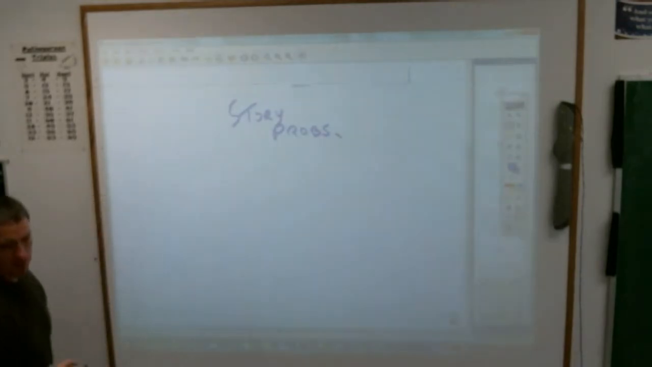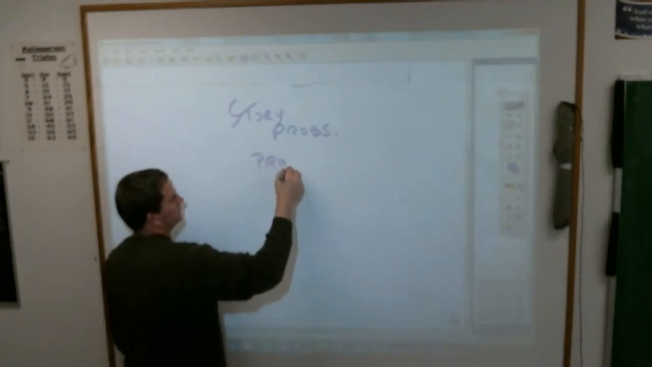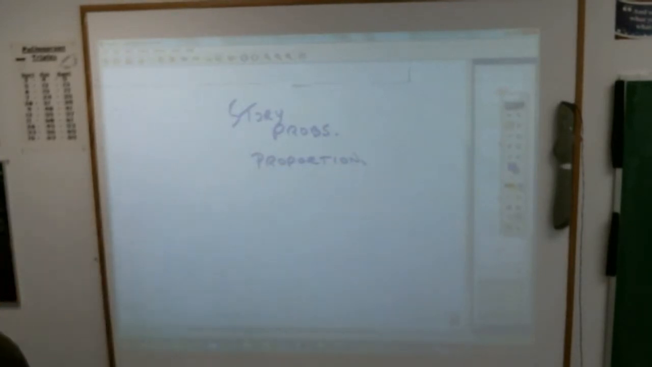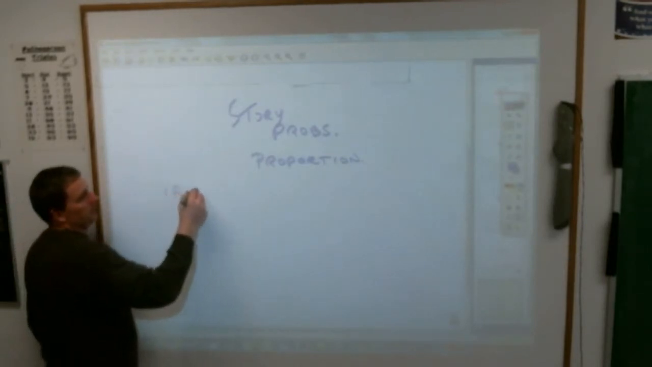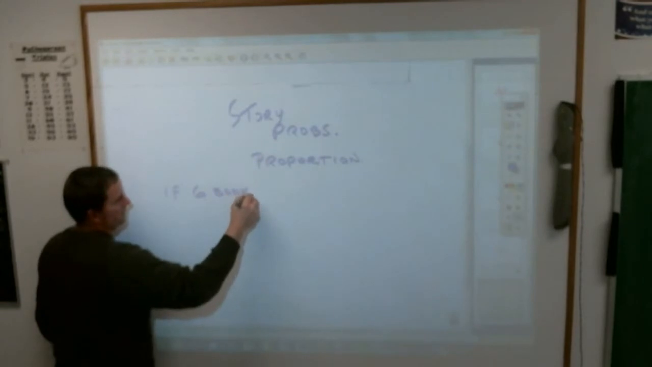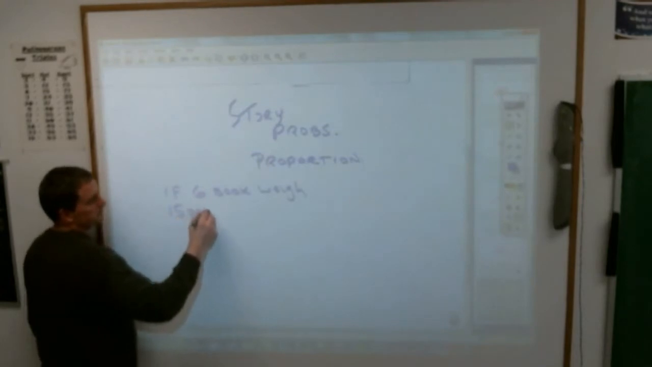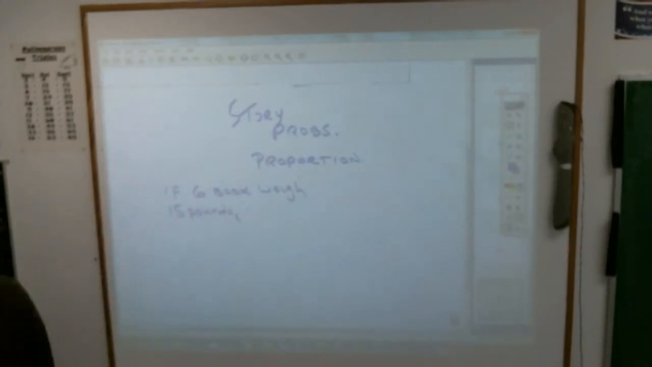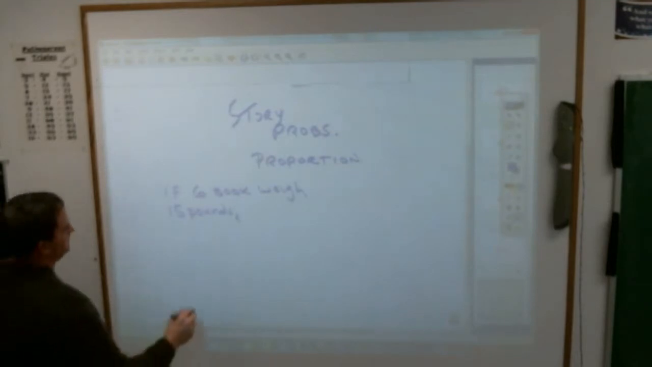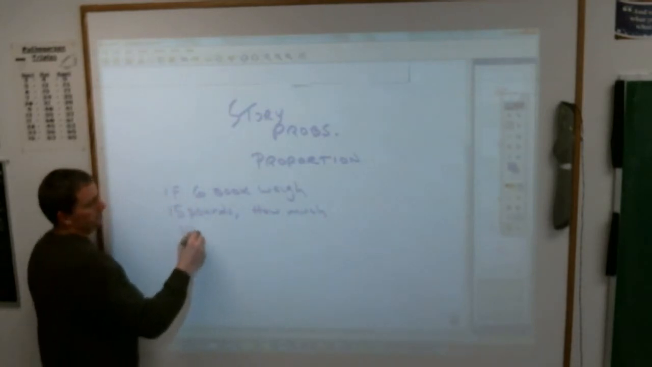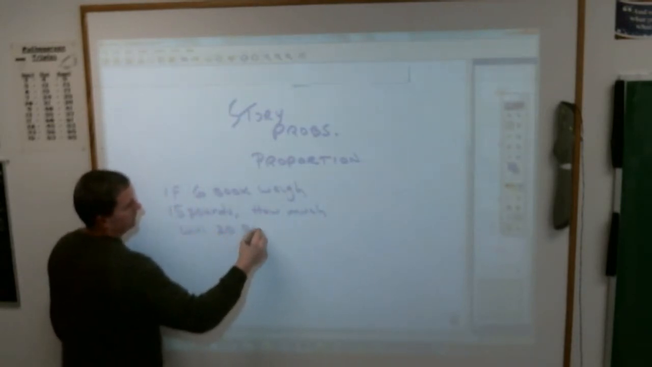Continued. And this is a lot like what we did maybe yesterday, but these are proportion problems. Here is Mr. Example. Let's say you have this problem: if 6 books weigh 15 pounds, how much will 20 books weigh?